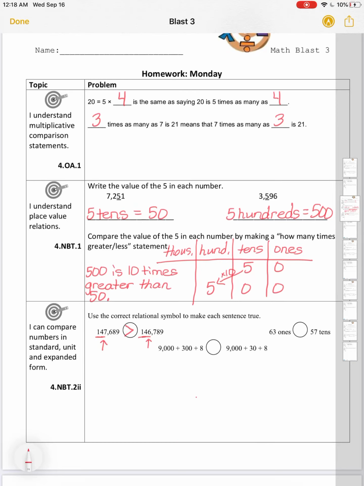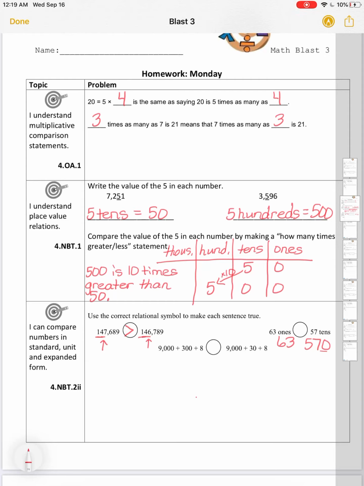So my number, 147,689, is greater than 146,789. Here I have 63 ones, which I'm going to rewrite in standard form as 63. 63 ending in the ones place is just 63. 57 tens. So that would be 57 ending in the tens place, which means I need to have a 0 in the ones place. So that's 570.